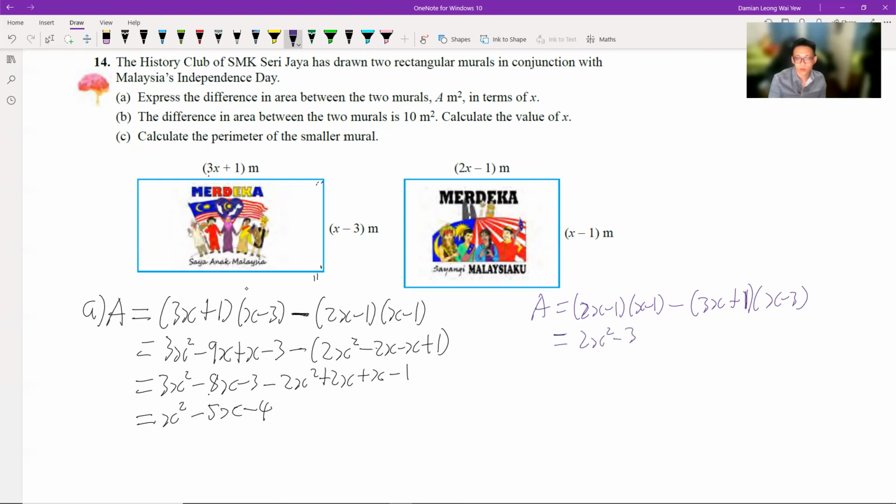2x squared minus 3x plus 1 minus 3x squared minus 8x minus 3, which is negative x squared plus 5x plus 4. Yeah, basically the negative of this.